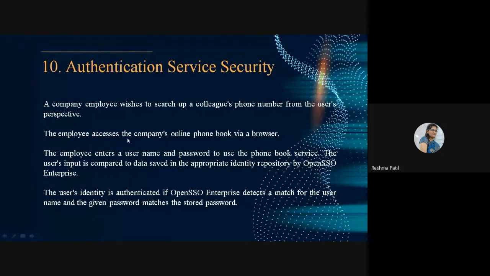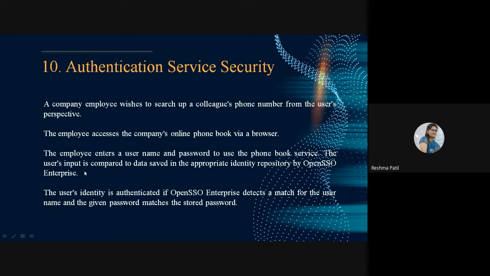The employee accesses the company's online phone book via a browser. If it is the company's phone book, it means they have provided some security there, so anybody cannot use that phone book, only an authorized person can. So here the employee wants to access the company online phone book via browser. The employee enters username and password. He is the employee, so he has a username and password to access this phone book.